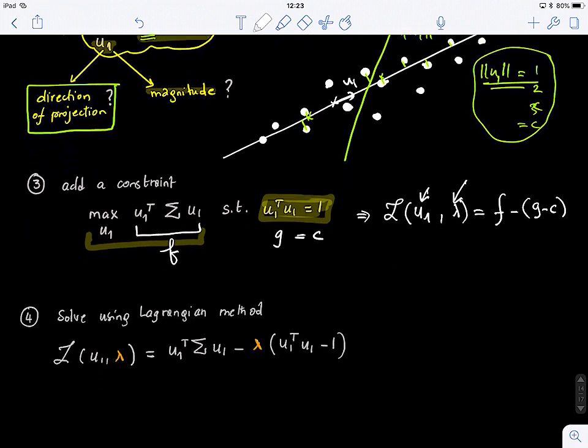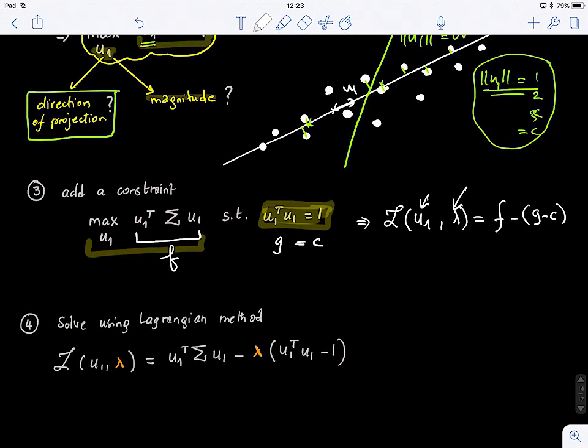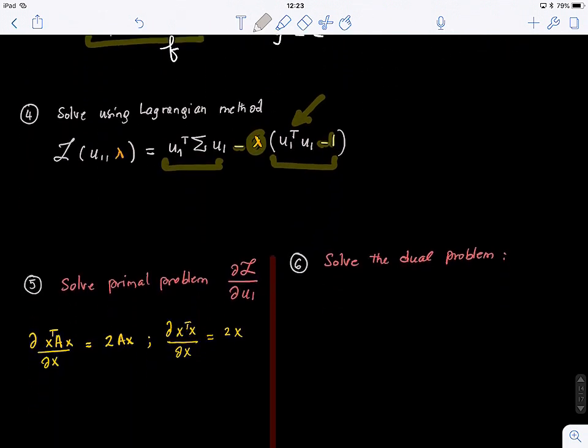Let's look at this very quickly. Two more minutes. So here, this is the Lagrangian, and this is my condition. This is the norm of u minus the constant, and this is the Lagrangian multiplier, the lambda. Then what we need to do next is solve the primal problem.